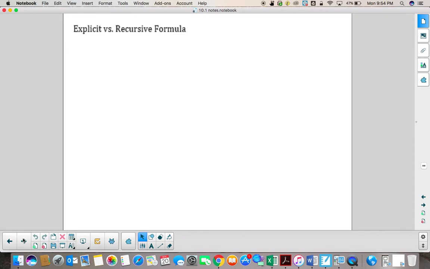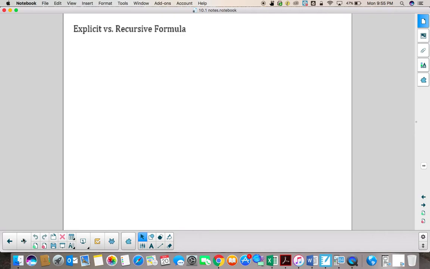We have explicit versus recursive. An explicit formula allows you to find any term, no matter what it is. If it's the 100th term, the 5 millionth term, you don't have to know the previous ones. But the recursive is where you have to know the previous terms before the term you need. So if you needed the 99th term, then you'll need to know the 98th term.